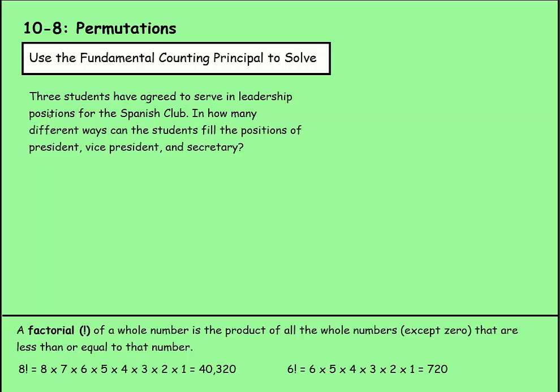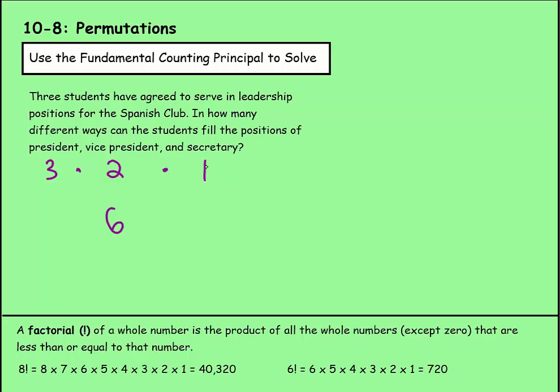So if we're using this counting principle, we're looking at the position of president first. If we have 3 students, all 3 of them could serve as president. Once we've picked a president, though, that means we only have 2 students left. So if we're going to pick a vice president, we only have 2 to choose from. Now that we've chosen the vice president, we're down to 1 student, meaning that only 1 person could become the secretary. And then to solve for these, we'd have to multiply the 3 options for president times the 2 options for vice president times the 1 option for secretary. And this means that there are 6 different ways that these 3 students could become president, vice president, and secretary.